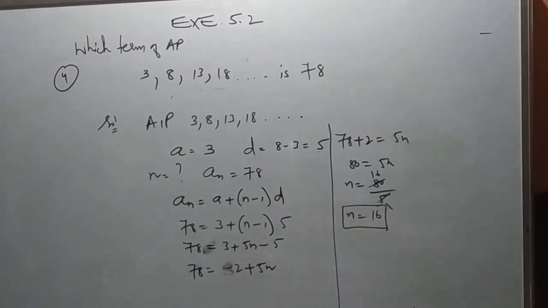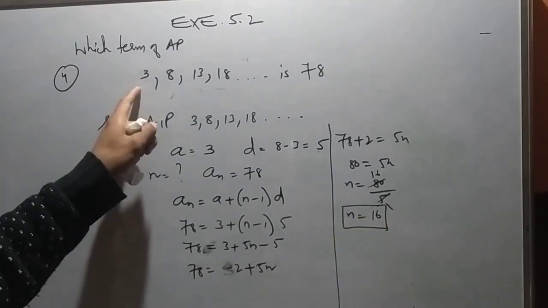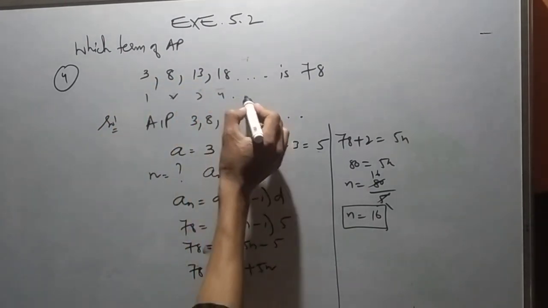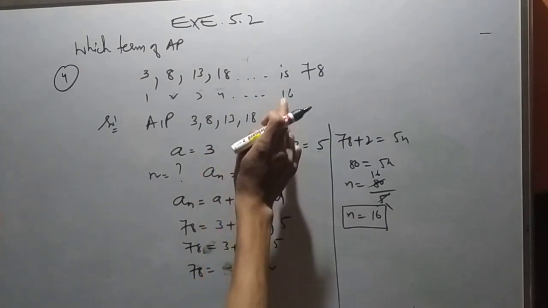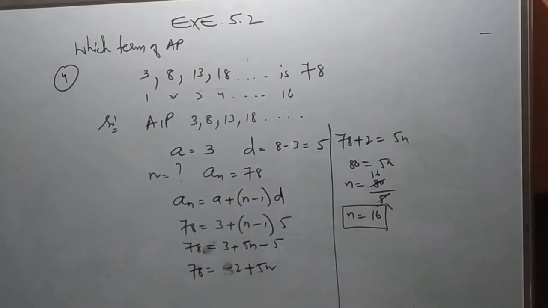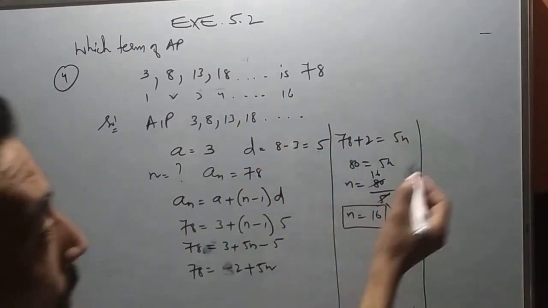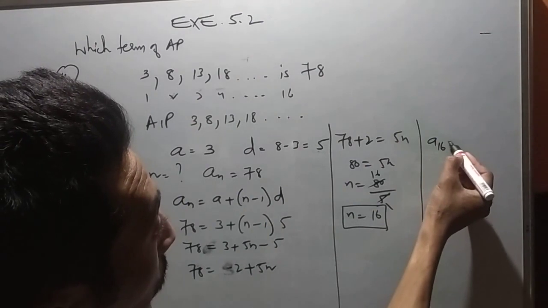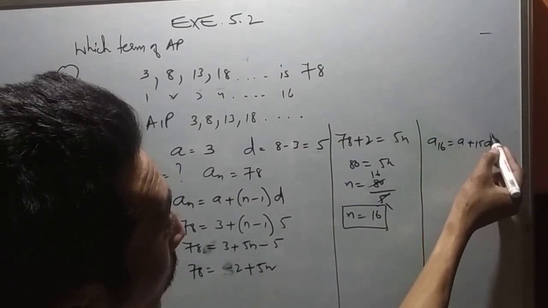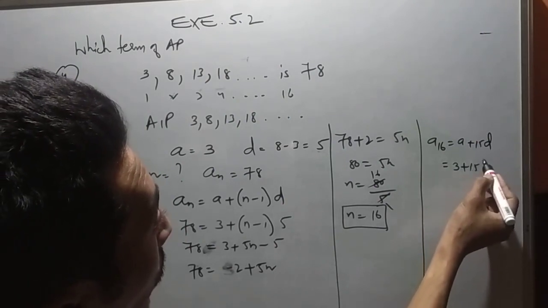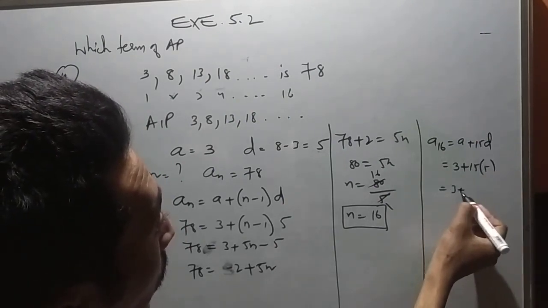So the 16th term is 78. Let's cross check it. The formula for the 16th term is a plus 15d. Here the first term is 3 and d is 5, so 3 plus 15 times 5.